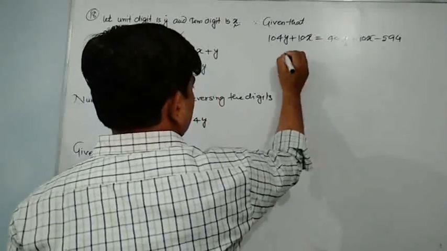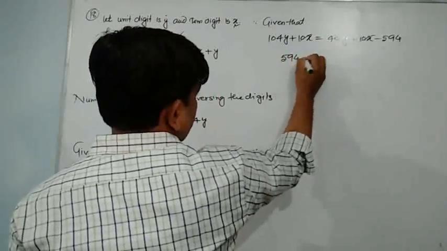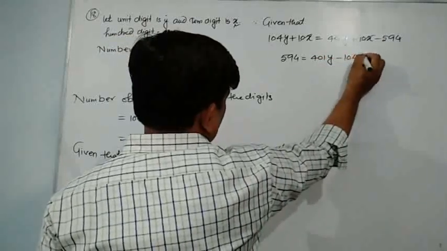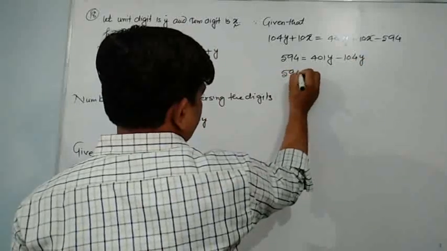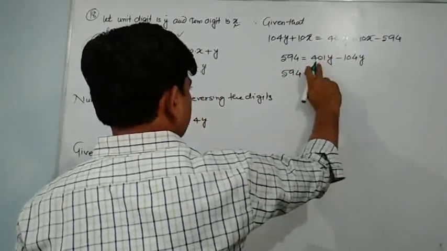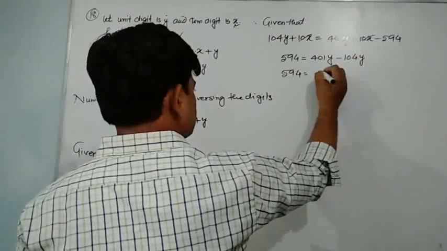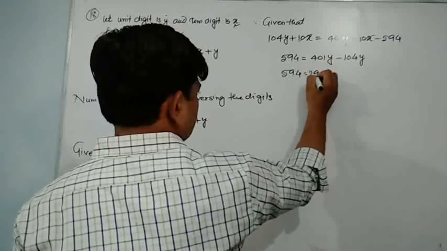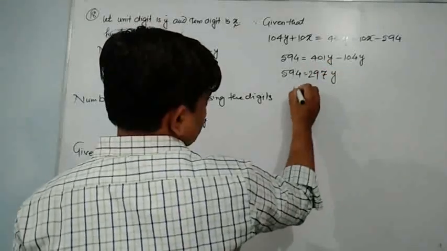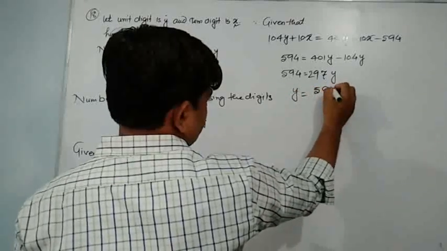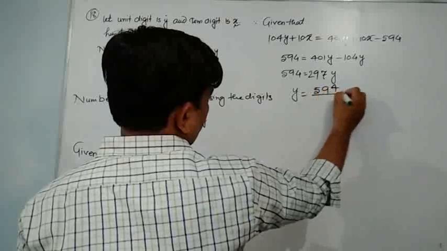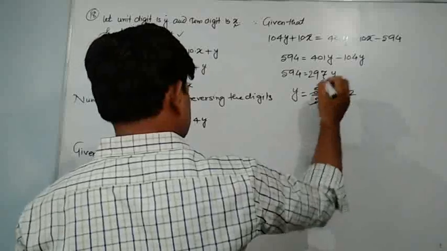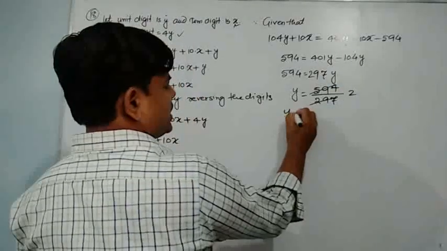I can transpose it. So now I have 594 is equal to 401y minus 104y. 594, subtracting: 11 minus 4 is 7, then 9 minus 0 is 9, 3 minus 1 is 2, so this is 297y. So what should be y? y is equal to 594 upon 297. It will go 2 times. Okay. So the value of y is 2.